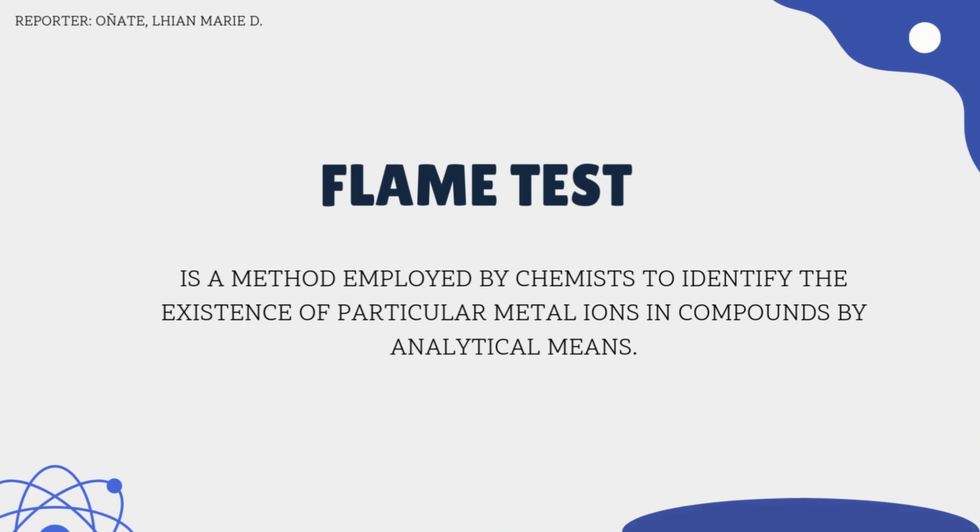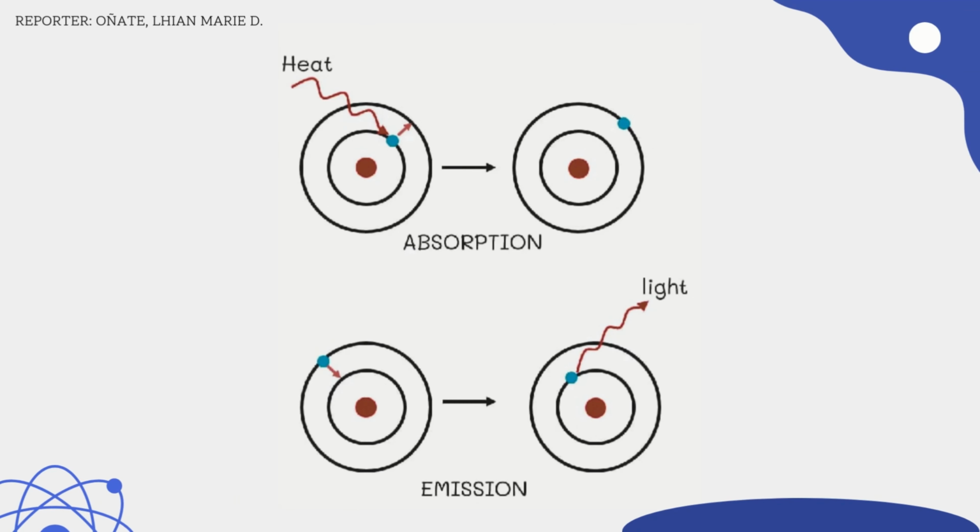Flame test is a fascinating method used by chemists to identify metal ions and compounds. The picture shows the origin of color in flame test. The color originates from the movement of electrons in the metal ion. When a metal ion is heated, its electrons absorb energy and jump into higher energy levels. These excited electrons are unstable and they tend to fall back down to their original energy levels.